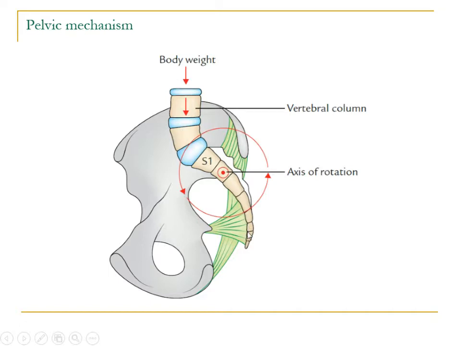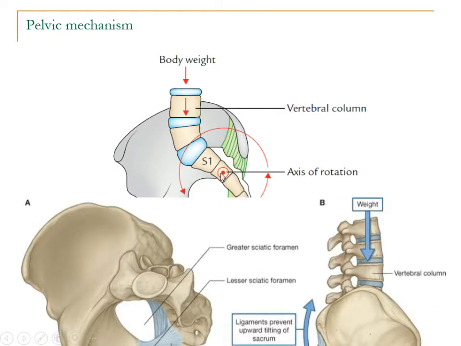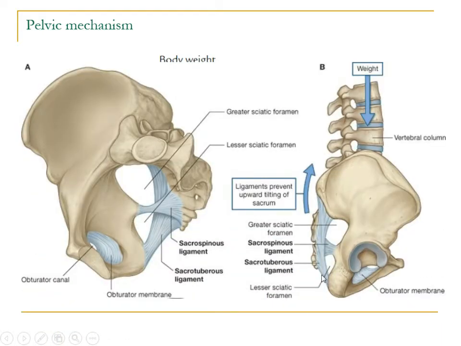So this is the pelvic mechanism. But this rotation of the sacral vertebra along this axis is prevented by the different ligaments. So the backward movement of the sacrum and the coccyx, the inferior side of the sacrum and the coccyx, is prevented by two ligaments, that is the sacrospinous ligament and the sacrotuberous ligament.